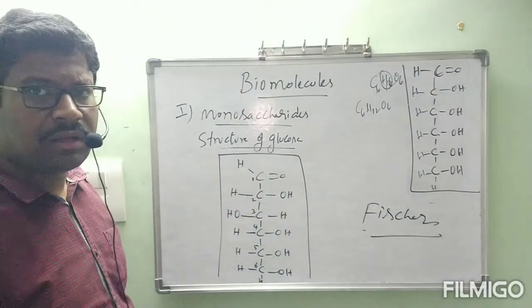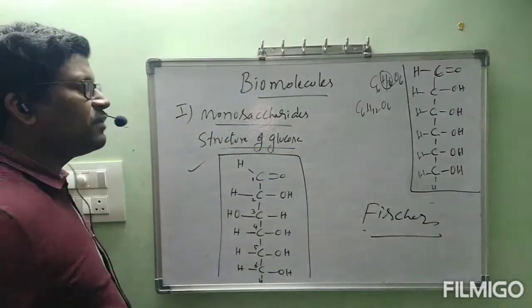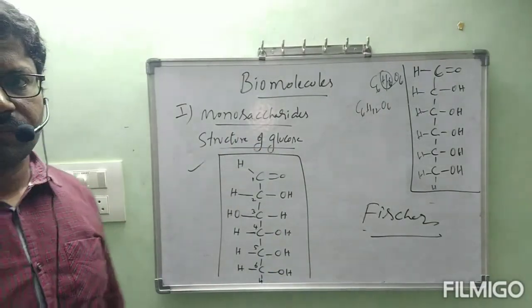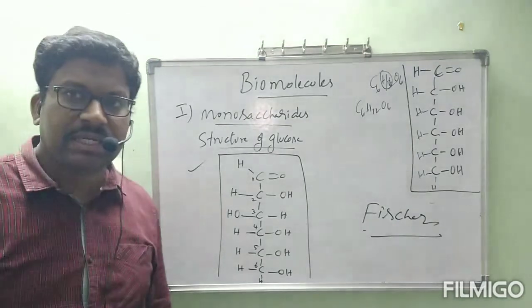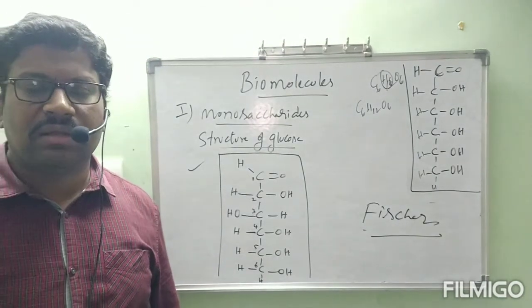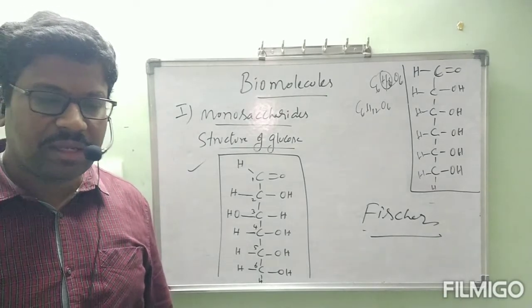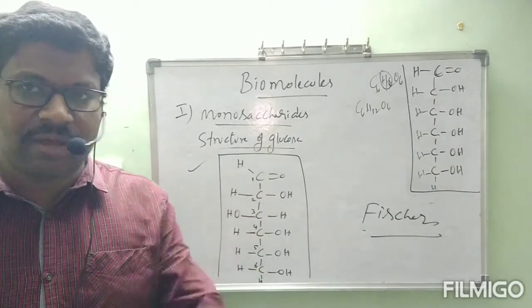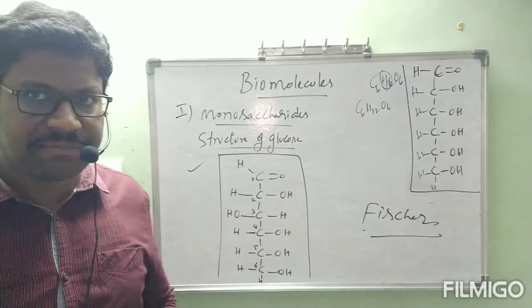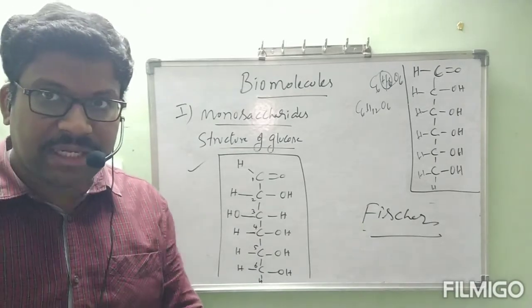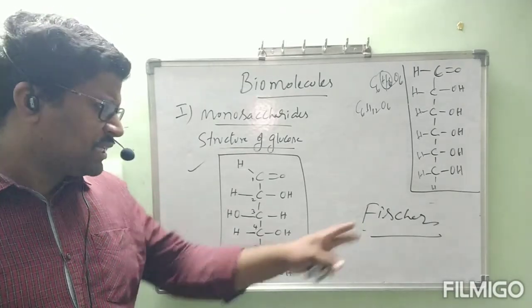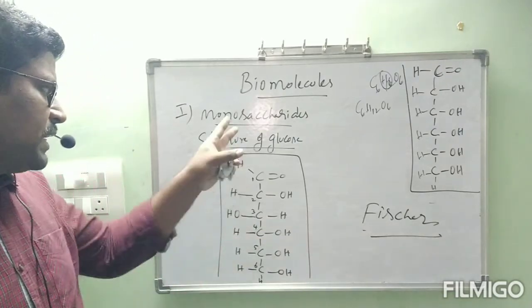I hope you are clear. Finally, this is the confirmation of the structure of glucose. Totally, how many steps have we studied? 6 steps. Those are individually how we got the conclusions, all these things we have written. By using the 6 steps and optical activity data, Fischer confirmed the structure of glucose like this.